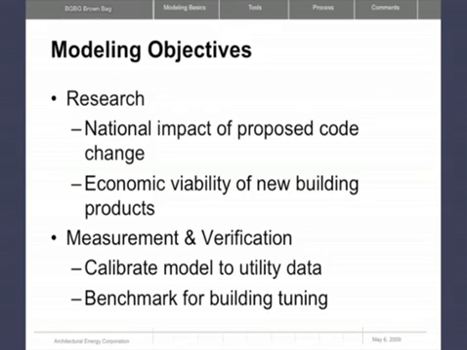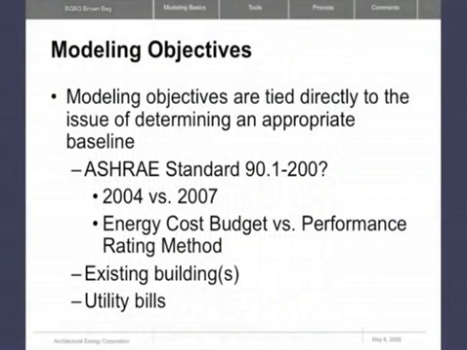M&V component to it. And a lot of times what they'll do is they'll try and calibrate a model to match the energy consumption that they're seeing from the utility bills. And then later on they can use that as a tool for tuning the performance of the building as they move on. The objectives that are used, part of the objectives is setting the baselines or determining what the baseline is.